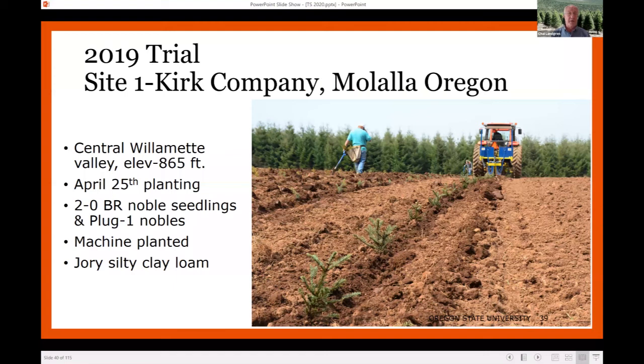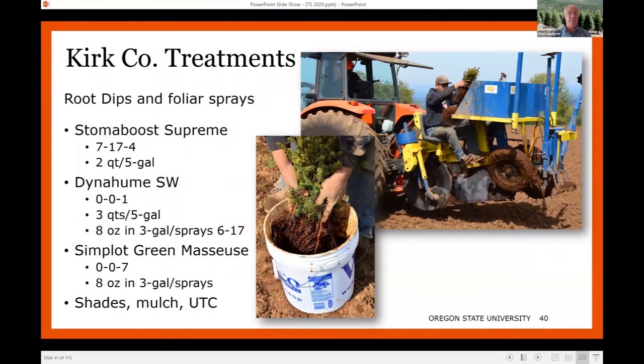and CBM, looking at some other treatments that were promising. This year we had a little bit early planting. April 25th is when the 2-year-old bare root planting and some Sluggo nobles were put in on a Kirk company site, all machine planted. The treatments at Kirk company were a number of root dips and foliar sprays.